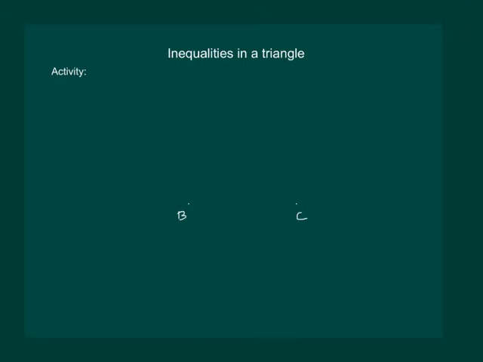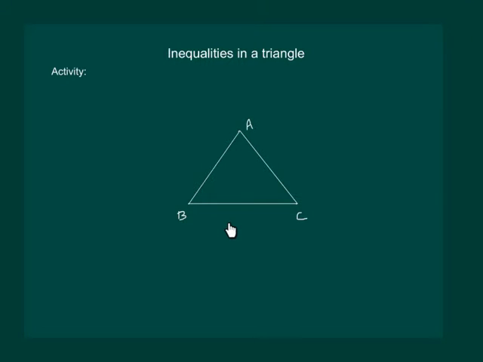Let us perform the following activity. Fix 2 points on the drawing board, say point B and point C, and tie a thread to mark the side BC. Now mark any point A on the board and join AB and AC. So we got a triangle ABC.